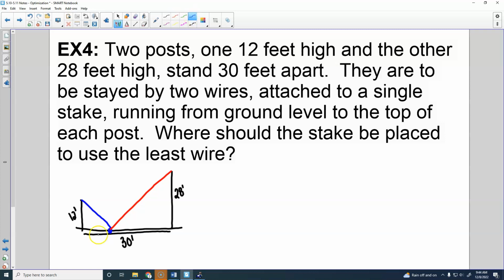Okay, so we can do sort of the same thing we did on the last problem. I'm going to let this right here be x, and this part right here be 30 minus x. So if I want to find the length of my blue wire here, blue wire would be 12 squared plus x squared equals, I'm going to make this a b, B squared for blue wire. So I'll just square root both sides. So B is going to equal the square root of 144 plus x squared.